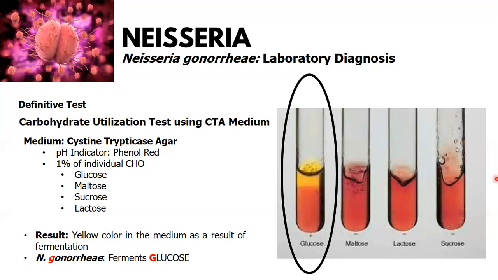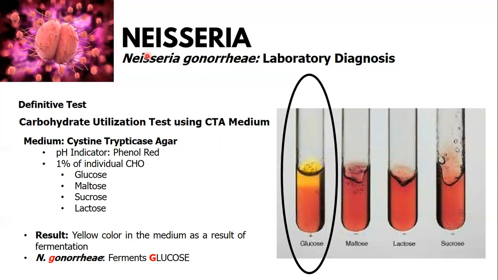And each medium here contains 1% of an individual carbohydrate. So one tube contains 1% glucose. Another tube contains 1% maltose. Another tube contains 1% lactose. And another tube contains sucrose. And as a review, when carbohydrates are utilized, mixed acids will be produced, dropping the pH, resulting in a change of the color of the phenol red indicator from red to yellow.